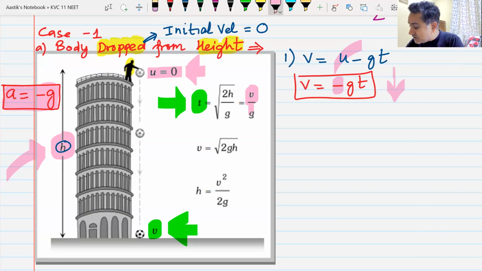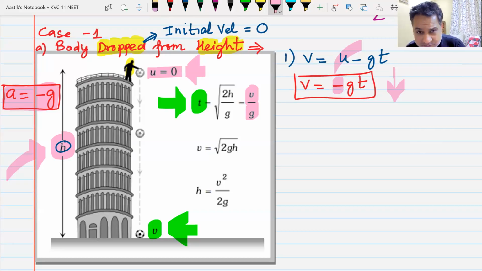So from there, you can get the formula of t. t is v by g. Here I have neglected the negative sign. v is also negative. g is also negative. Both negatives will cancel. And therefore, I can write the time as v by g. Do we understand this? That is the first formula that I have created, which relates v with g. v is minus gt, the minus sign indicating that it is downwards. Time is v by g.